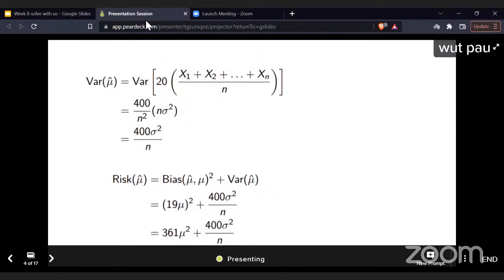So, any other doubt in this explanation? Any other doubt? Okay, let's move forward.